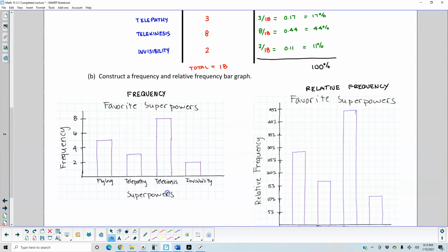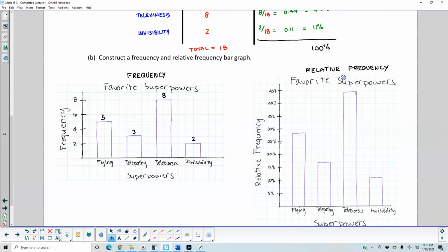So for the superpowers, we had flying. And if you can see here, we go from 0, 1, 2, 3, 4, and then 5. So that means that this represents the total frequency for flying. For telepathy, we had 3. So again, that was the total frequency for telepathy. For telekinesis, we had 8. So we have a bar graph that totals up to 8. And then for invisibility, we had 2. So therefore, this is our frequency bar graph.